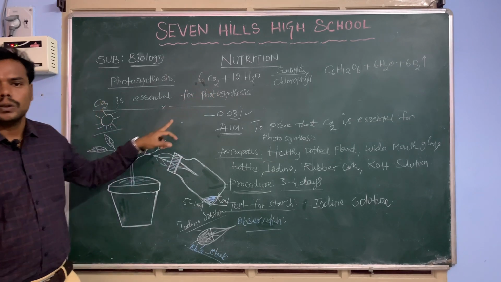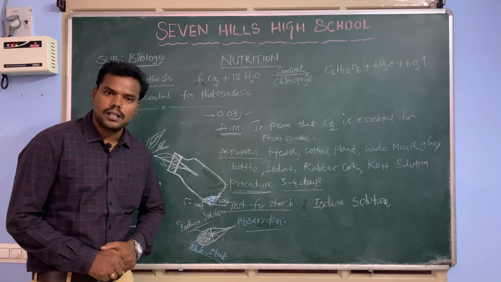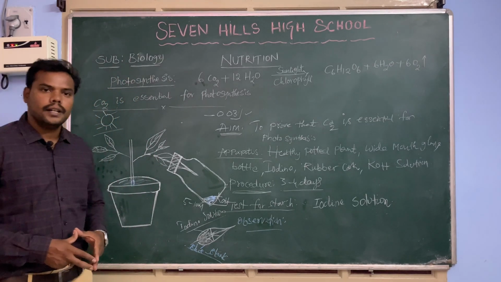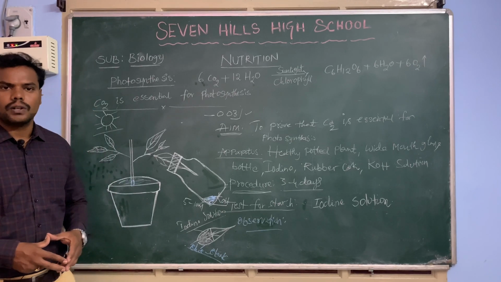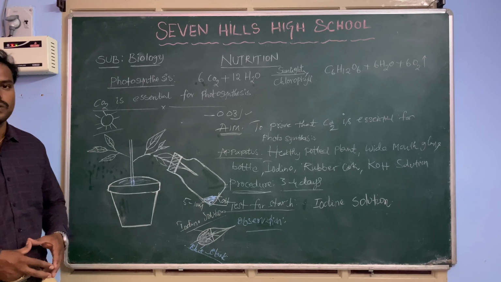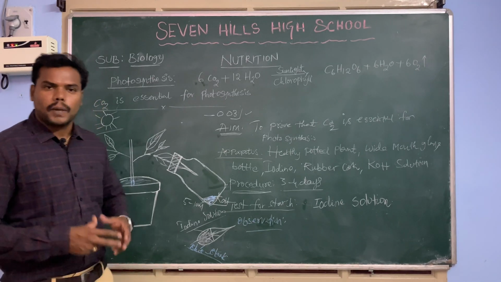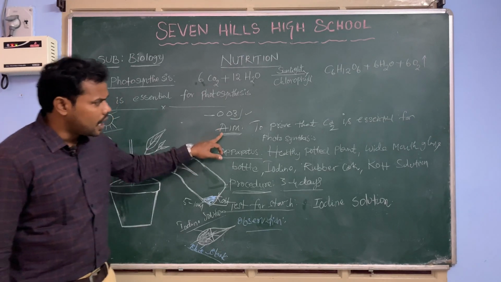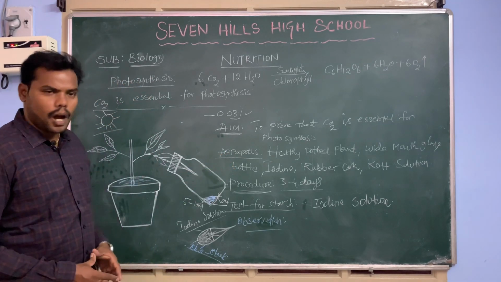Here we are going to start our experiment to prove that carbon dioxide is essential for photosynthesis. We already discussed that carbon dioxide plays an important role in photosynthesis. Without carbon dioxide, there is no chance for photosynthesis. So here we are going to perform an experiment to prove that carbon dioxide is essential for photosynthesis. That is our aim. For this, we are going to collect some apparatus.